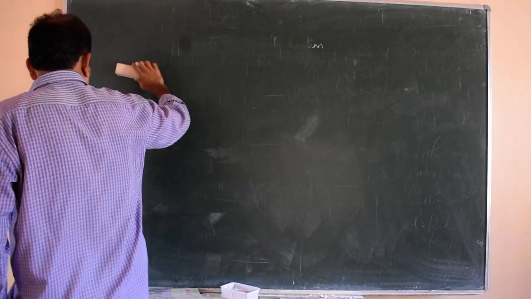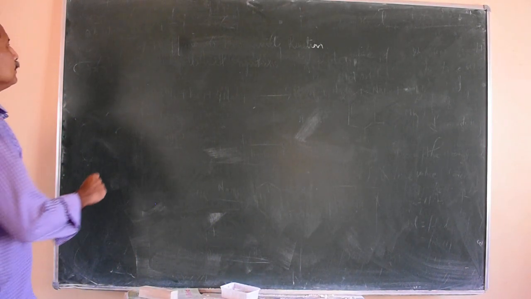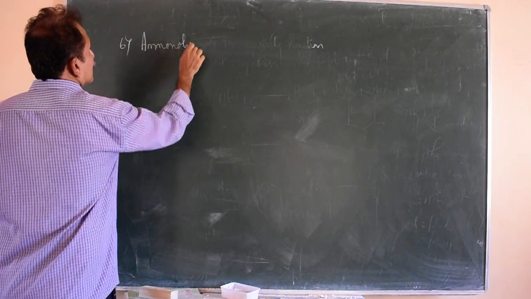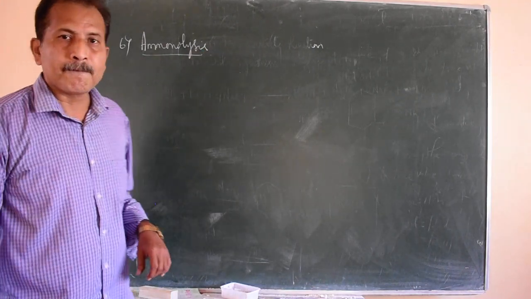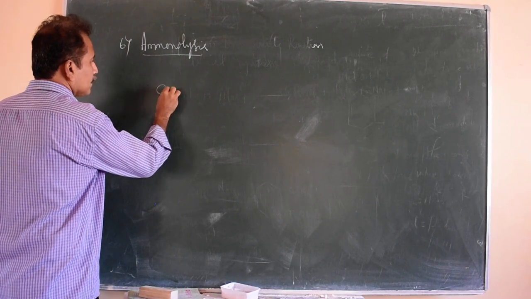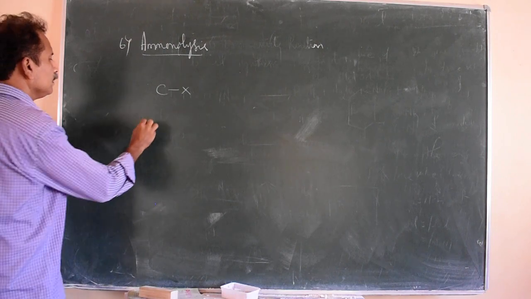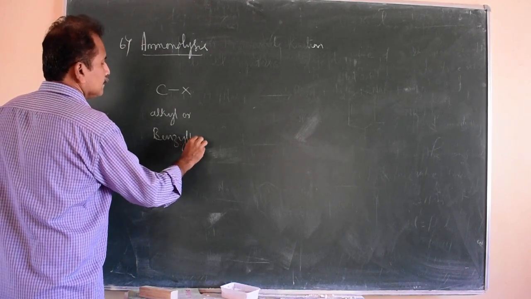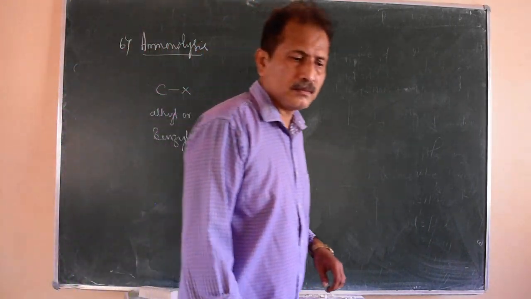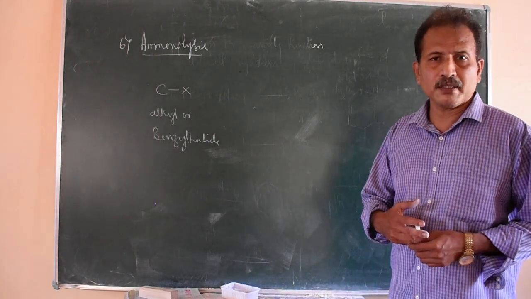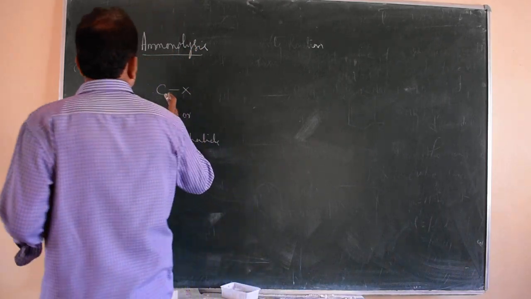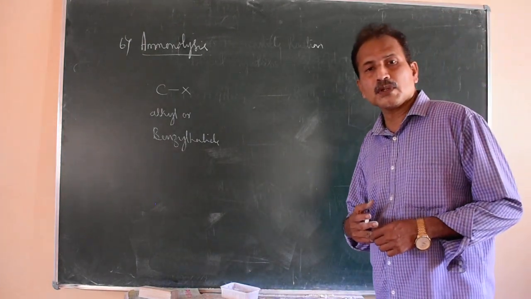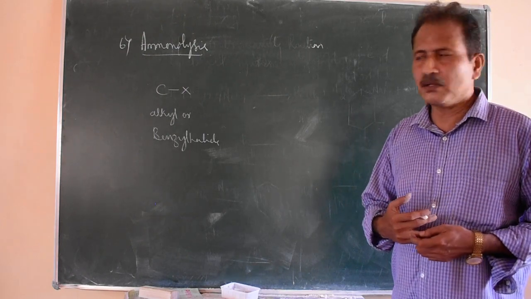Then the sixth method of preparation is ammonolysis. You know the C-X bond in alkyl or benzyl halide can easily be broken by a nucleophile. Therefore, the C-X bond of the alkyl halide can be broken using ethanolic solution of ammonia, or ethanolic ammonia solution.